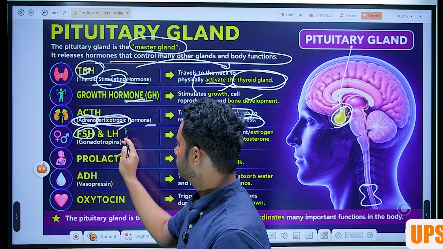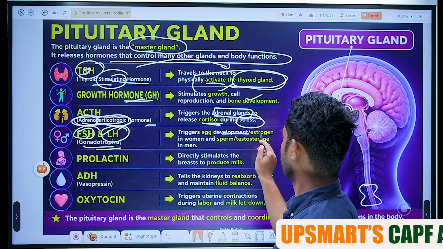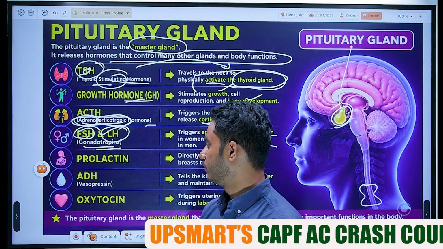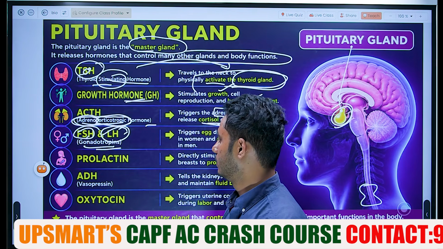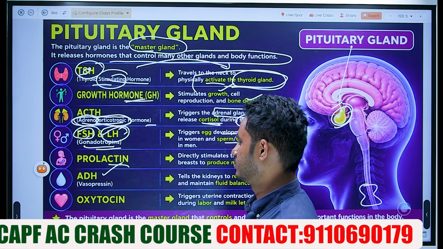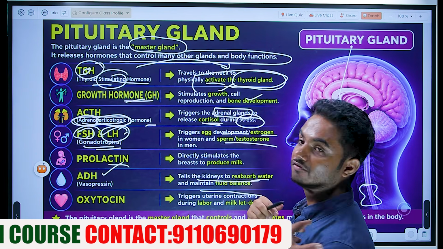Follicle stimulating hormone and luteinizing hormone, the gonadotropins, trigger egg development, that is estrogen, and sperm, that is testosterone. Prolactin, you know that. Vasopressin, ADH, tells the kidneys to reabsorb water and maintain fluid balance.